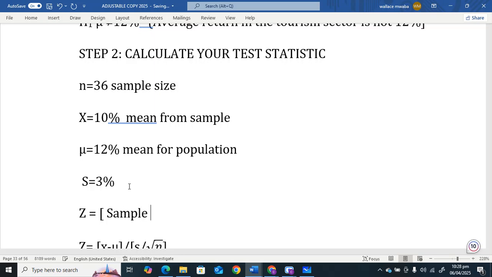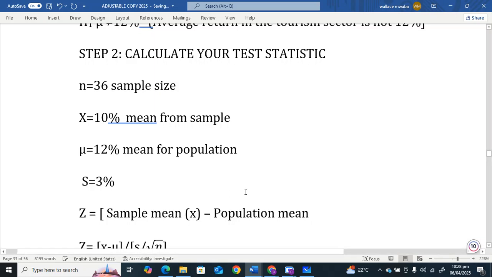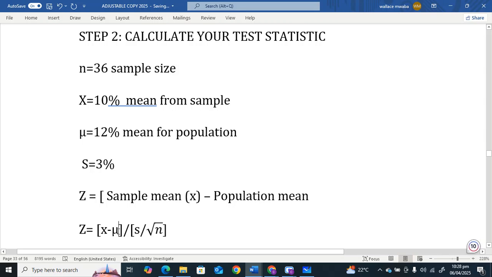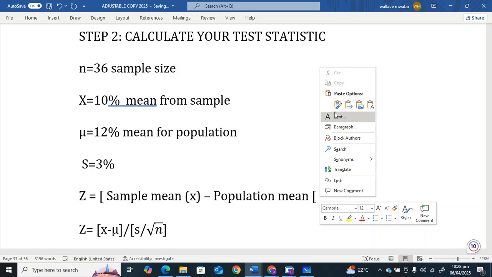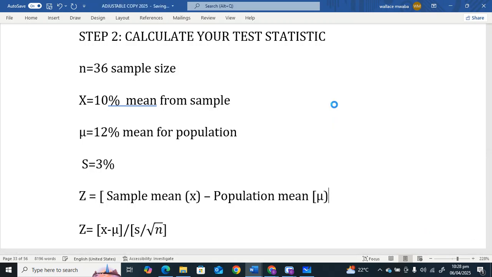Sample mean X minus population mean, so sample mean minus population mean, divided by the standard deviation, divided by the square root of the sample size. Square root of sample size.